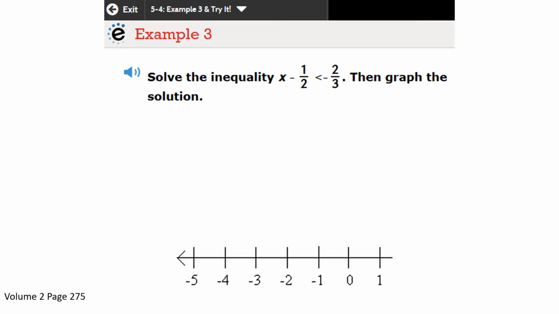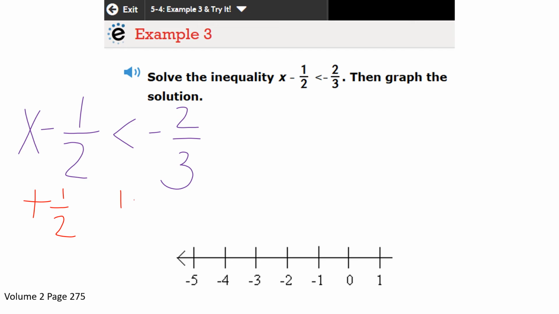Let's solve it now. We're going to solve it just like we solve our equations. So I'm going to rewrite this. x minus 1/2 is less than negative 2/3. Okay, so to solve this, the opposite of subtracting 1/2 is to add 1/2. So I'm going to add 1/2 to both sides of my inequality. And I get x is less than negative 2/3 plus 1/2.